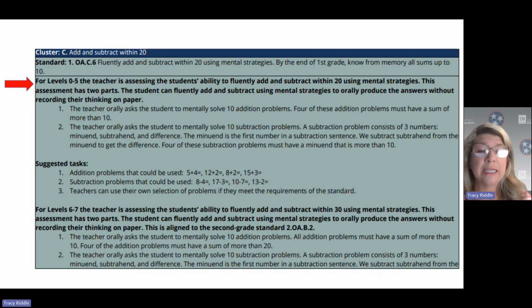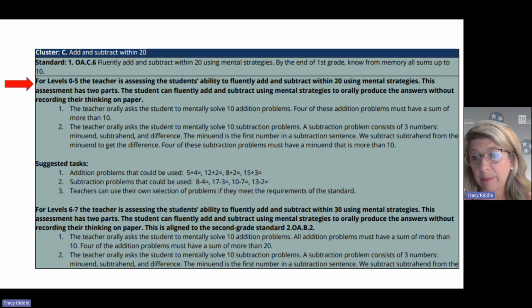Second, the teacher needs to orally ask the student to mentally solve 10 subtraction problems. And you can use the same process. If you want to show them a flashcard and orally ask them the subtraction problem, that is fine. It's just important to make sure students are mentally solving the problem. They are not producing answers by putting their thinking on paper.